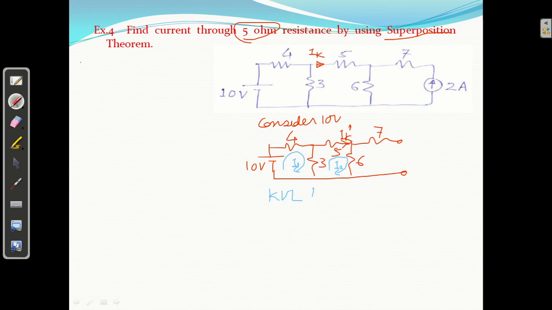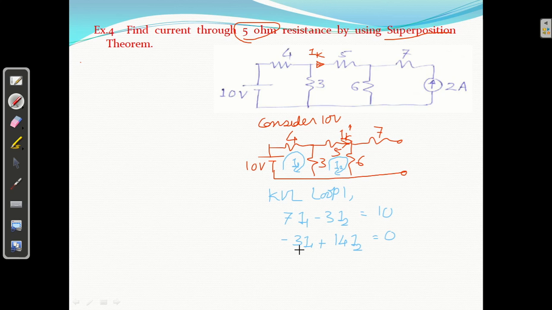How many loops? Loop 1: I1 is flowing through 4 plus 3, so 7 I1 minus 3 I2 equal to 10. Loop 2: minus 3 I1 plus 14 I2 equal to 0. No source.